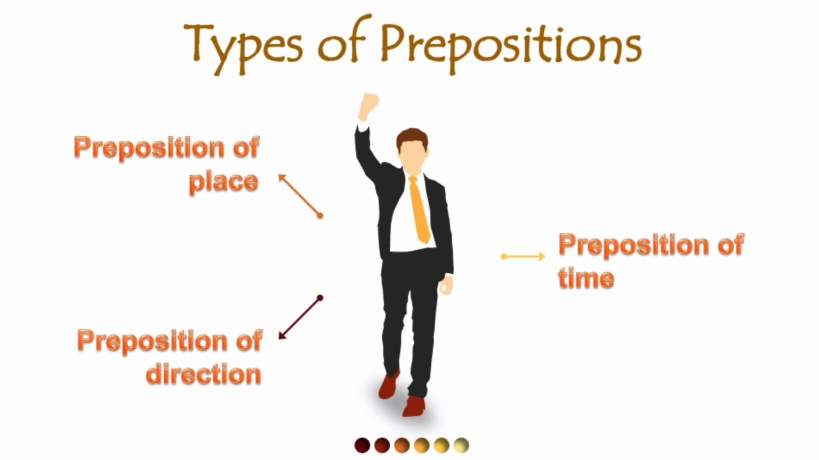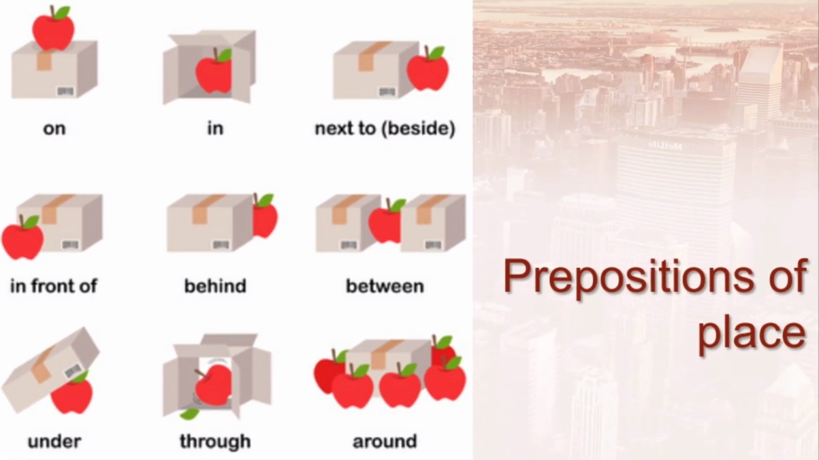Hence, we have three different kinds of prepositions, that is preposition of place, preposition of direction and preposition of time. We are going to learn these prepositions one by one. So children, we'll begin with prepositions of place. Under prepositions of place, we have a lot of words like on, in, next to, in front of and so on. And it is very easy to understand prepositions of place.